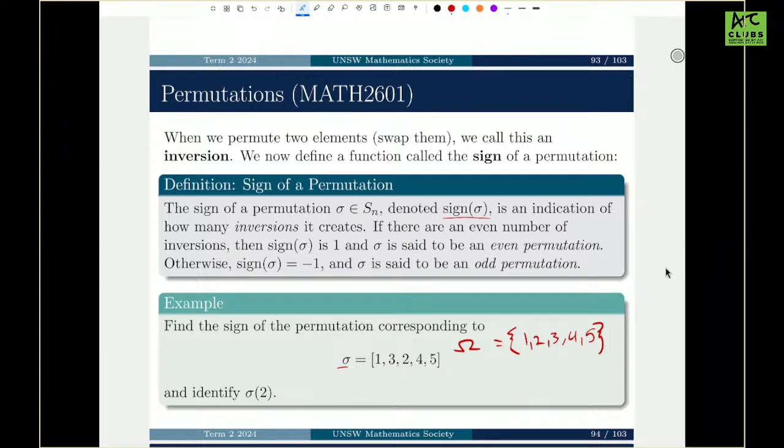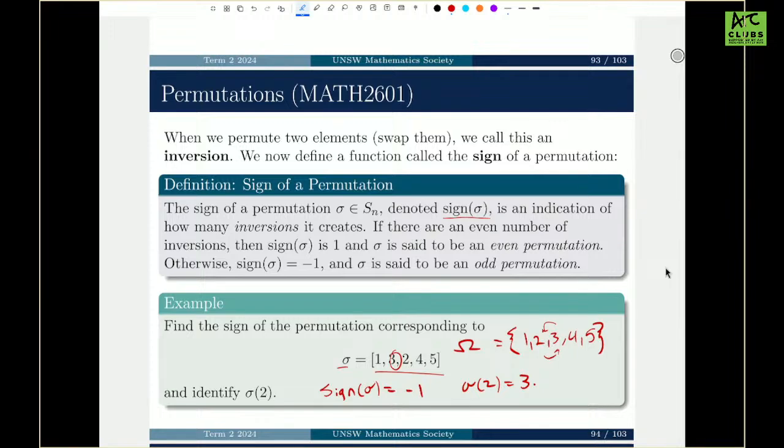if we have this set here, to get to our permutation sigma, we just take these two elements and switch them around, and you see we end up with this. So we've done one inversion. That's one odd number, so we have an odd number of inversions, so the sign is -1. And now sigma of 2 is the second element in our permutation, which is going to be this, 3. Sigma of 2 equals 3.